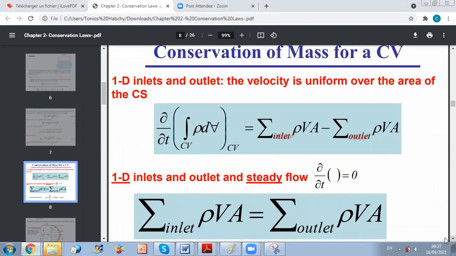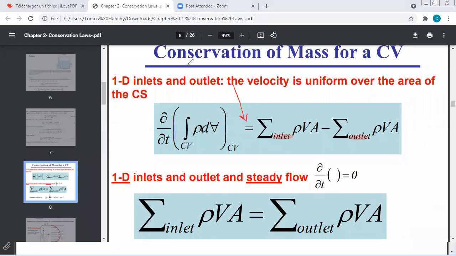Now, in particular, in the majority of cases, we will deal with 1D inlets and outlets. So when they say this, what do we mean by this convention? When I talk about 1D inlet and outlet, I consider that the velocity is uniform over the area of my control surface. It's true that it's not always the case, and we will see what to do if it's not the case.